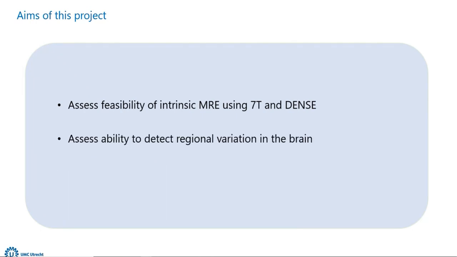So the aim of this project right here is threefold. First, we just want to assess the feasibility of using this intrinsic MRE method using 7 Tesla and the DAN sequence. We want to assess the ability to detect regional variation in the resulting property maps, and finally to assess the repeatability. And I'll be quite brief on the method.